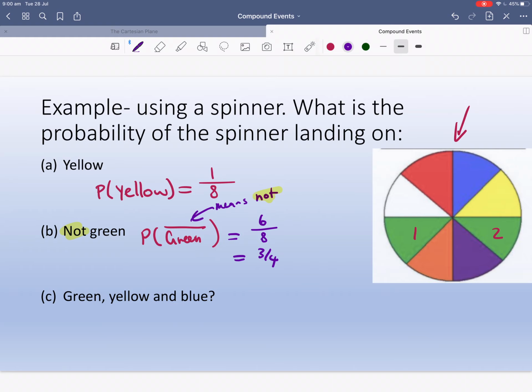Now the last question is probability of landing on green, yellow, and blue. So we've got green already coloured in, blue, I said that, and yellow. So that's everything now. So what I'm going to do is just go green, yellow, blue. Make sure you write it in this notation as well. Now there's 4 out of a total of 8 different spaces that the spinner could land on, and that can simplify it to a half. All right. So that's using compound events, and we can work on those things as well.